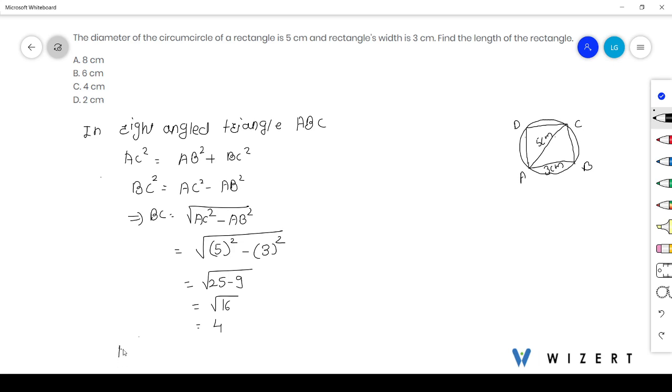Hence, the length of the rectangle is 4 cm. So our correct option is option C.